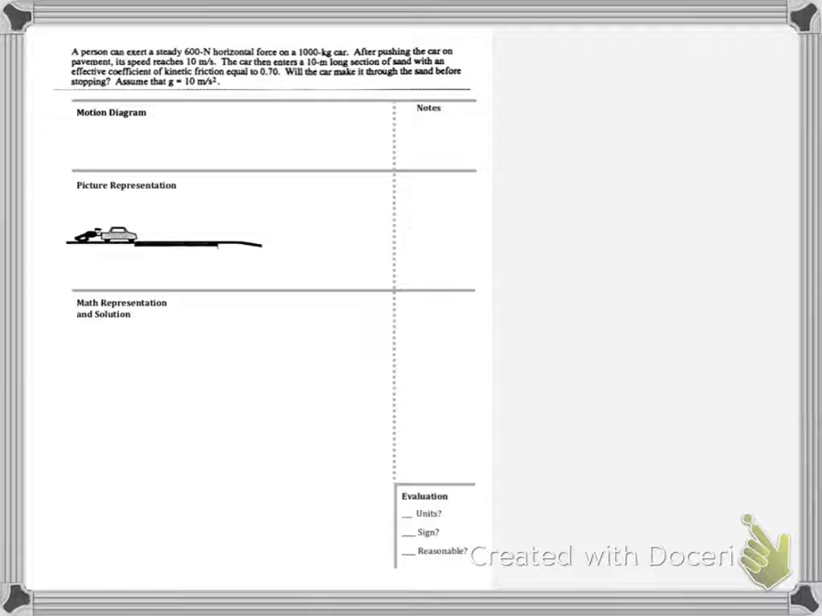We have a 600 Newton horizontal force. We have a 1,000 kilogram car. That one I'm actually going to label as an M. Okay, so I can take the information from the problem. 600 newtons is some kind of a force. After pushing on the car on the pavement, its speed reaches 10 meters per second. Maybe it's easier to do over here.